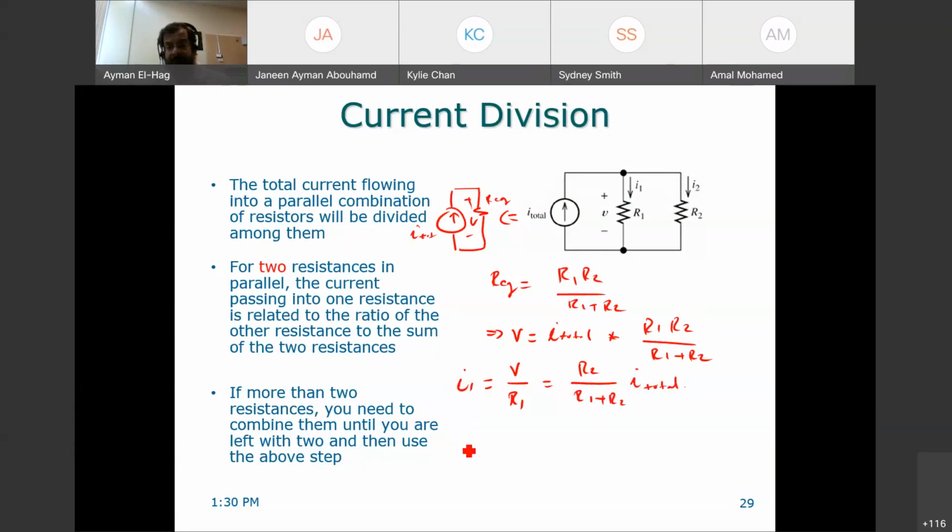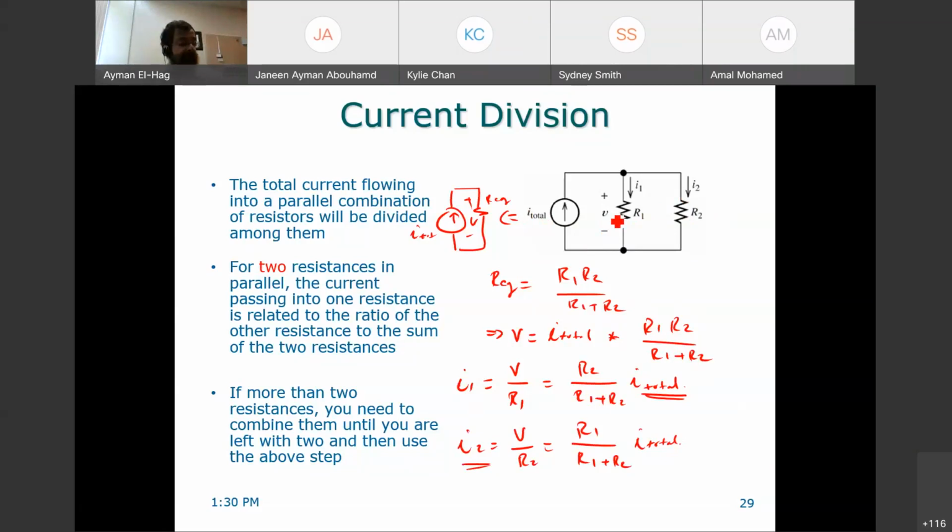How about I2? I2 same thing, V over R2. So now if I divide this by R2, this will be out. So it becomes R1 over R1 plus R2 times I total. So let's try to generalize this. The current in the resistance R1 is equal to the main current times the other resistance R2 divided by R1 plus R2, the summation of the two resistors. I2, the current in R2, is the main current times the other resistance divided by R1 plus R2. So this is a bit different than the voltage division, where you multiply the voltage by the same resistance of interest. Okay, so this is the difference between voltage division and current division.